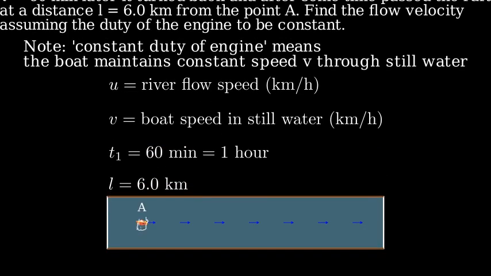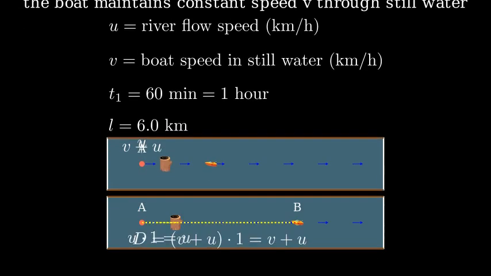Let's visualize the scenario. We have a river flowing from left to right at speed u. At time 0, the boat overtakes the raft at point A. The raft simply drifts with the river current at speed u. The boat travels downstream at speed v plus u, which is the boat's speed through still water plus the river's flow speed. After 60 minutes, the boat turns around.